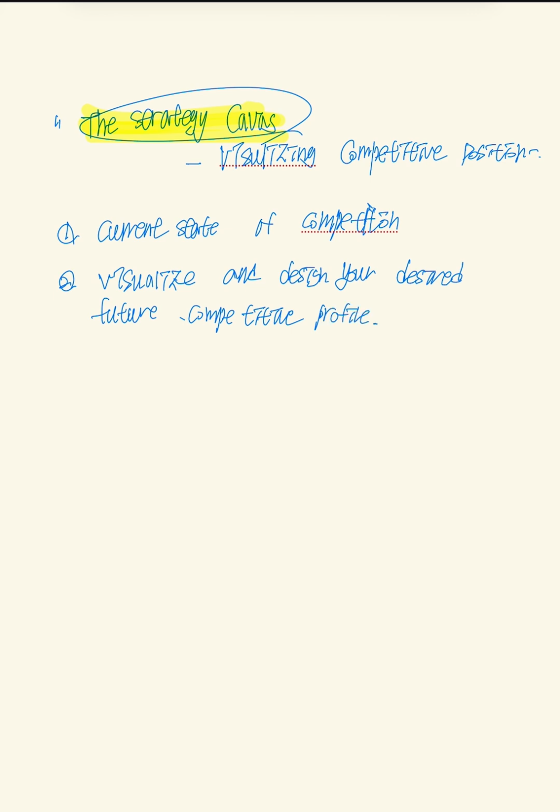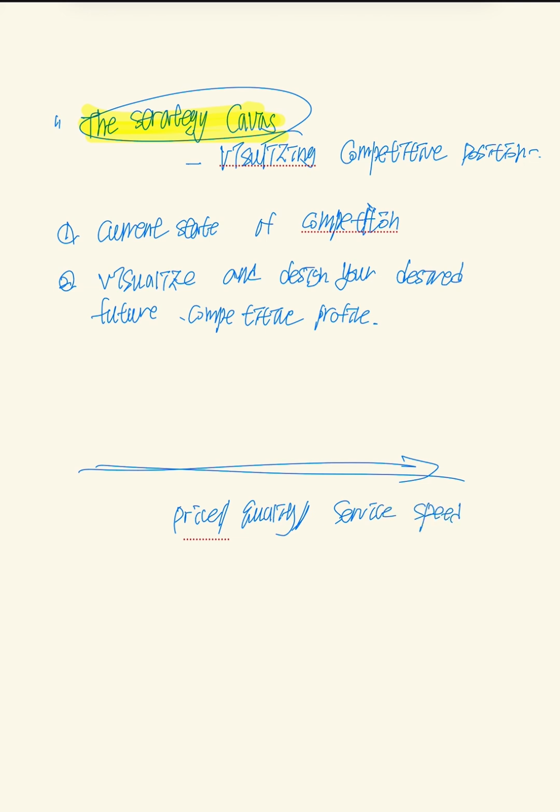So the horizontal axis of a strategic canvas lists the key factors that the industry currently competes on: price, quality, then the service speed, and the variety, technology, etc.